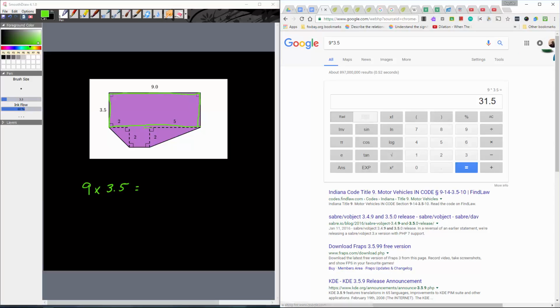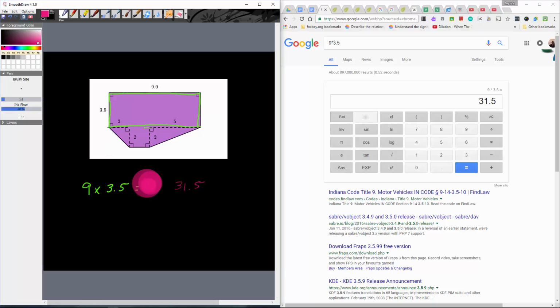So I'm going to go back here, and I'm just going to write down 31.5 in a different color. Let's write it in red. So I'll put down 31.5. So that's what this equals here.